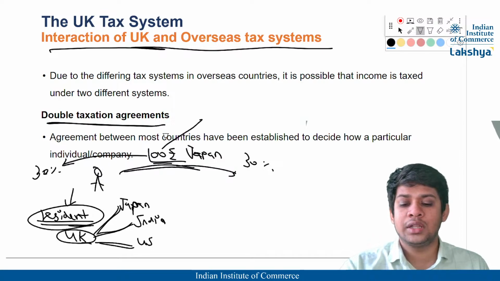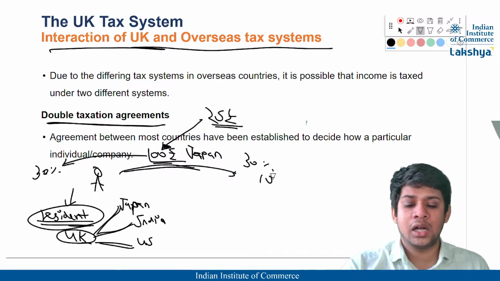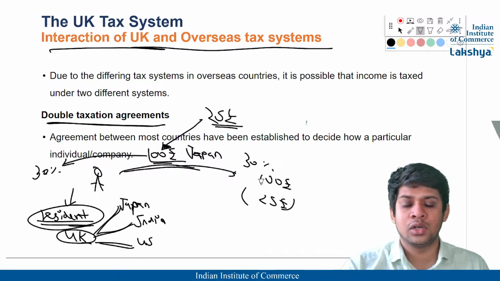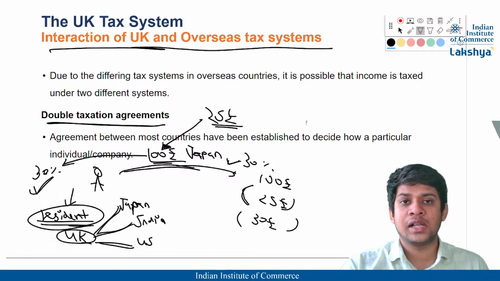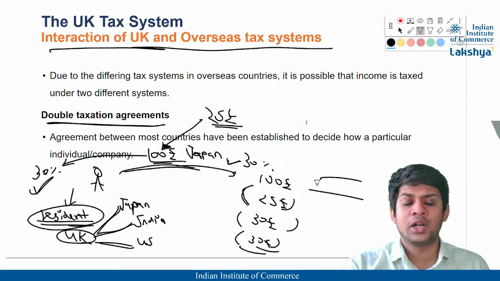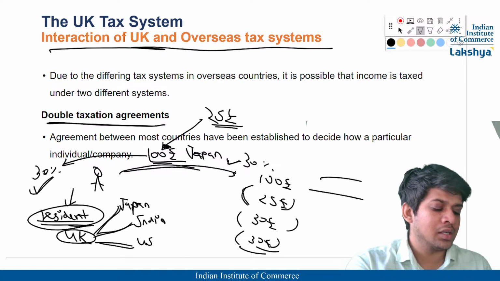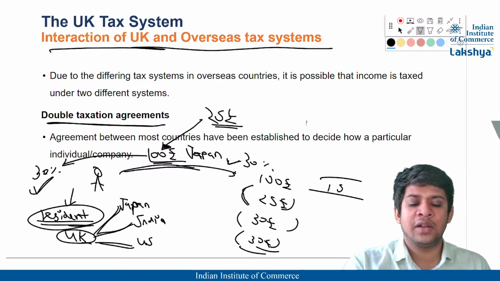This good that I'm exporting costs me 25 pounds to produce. So technically 100 pounds is my sales revenue, and 25 pounds I am paying for purchasing this good and making it into a finished product. 30% of 100 pounds I am paying in UK, that is 30 pounds. 30% of 100 pounds I am paying in Japan, that is another 30 pounds. So what is the value left in my pocket? 100 minus 30 minus 30 minus 25. Only 15 pounds are left in my pocket.